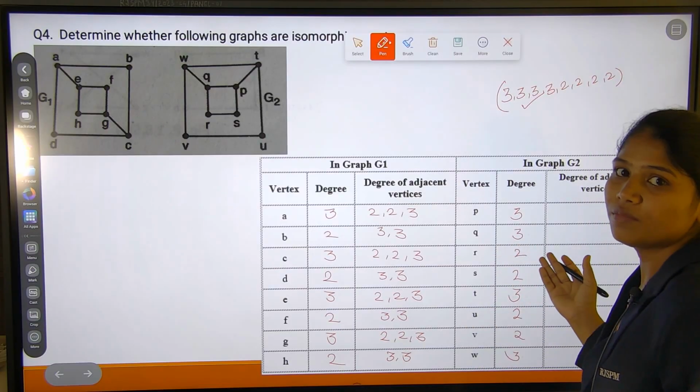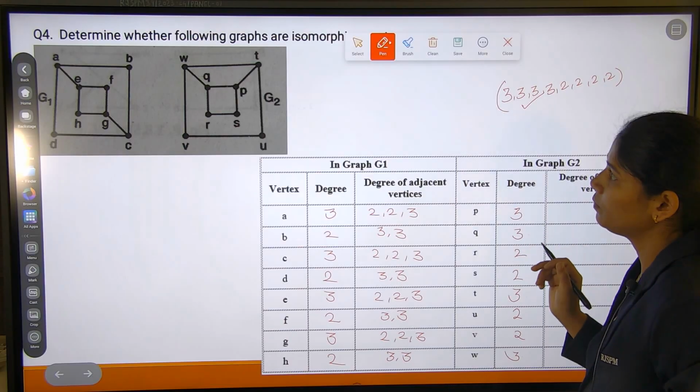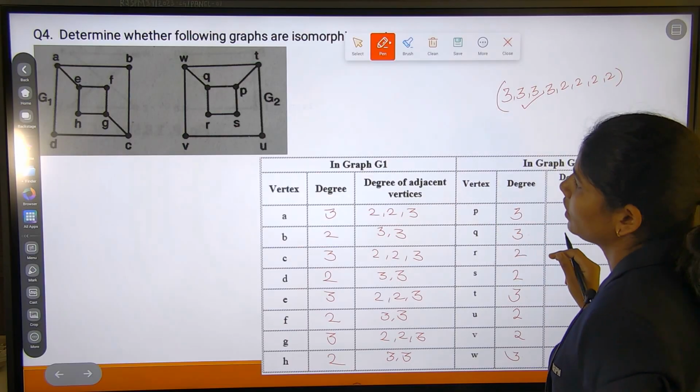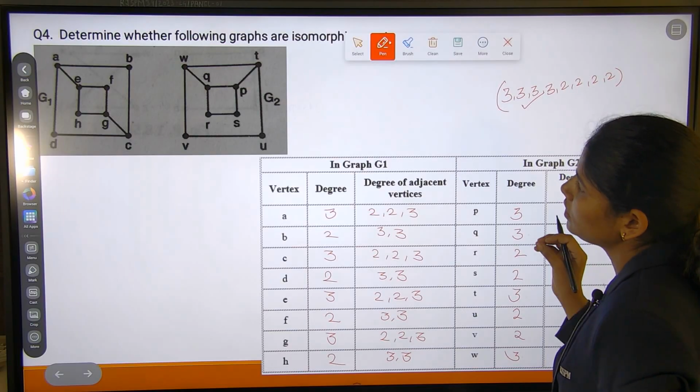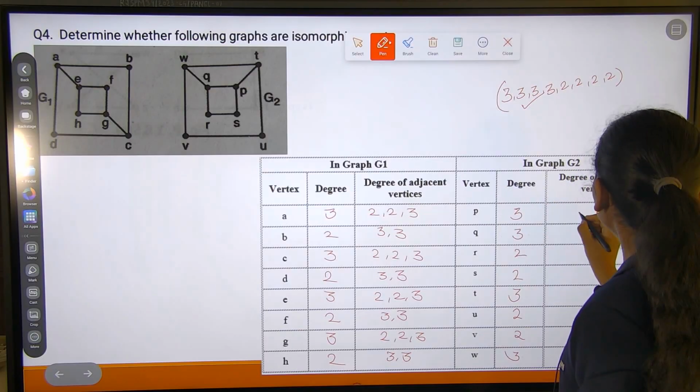Next check the adjacency preservation. So for vertex P, the adjacent vertices are S, Q and T, having degree 2, 3, 3.